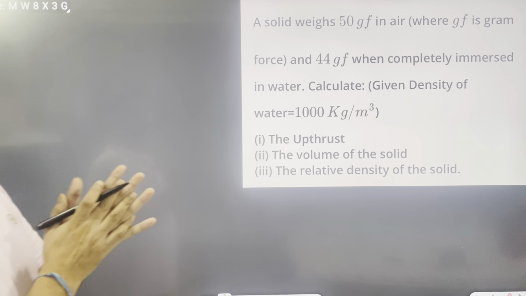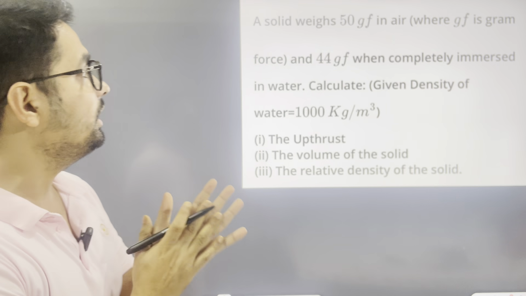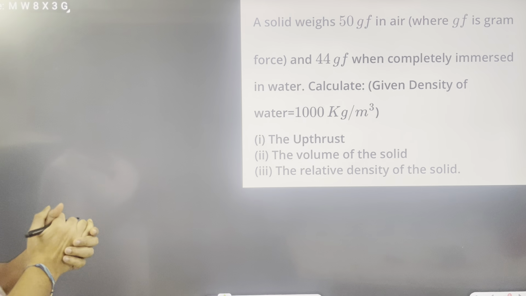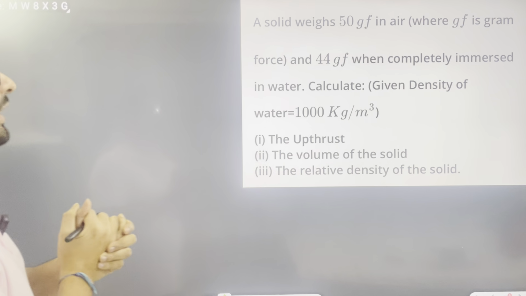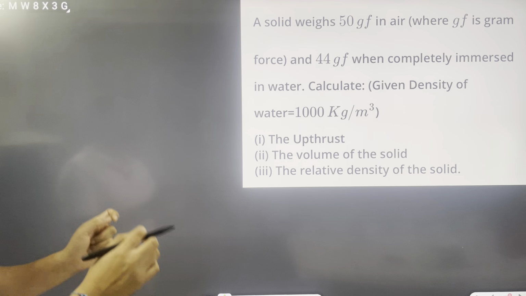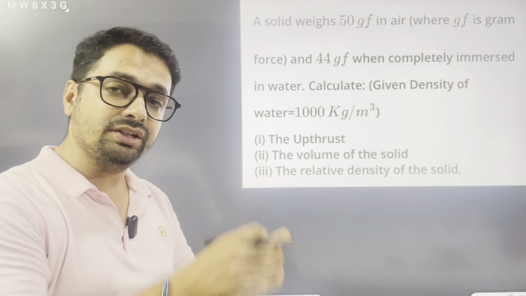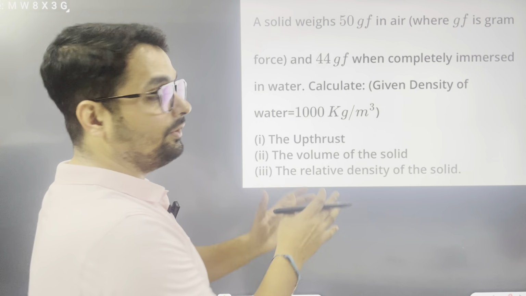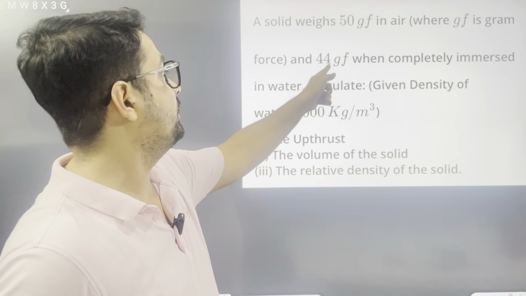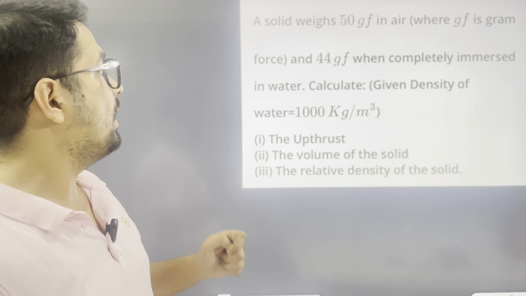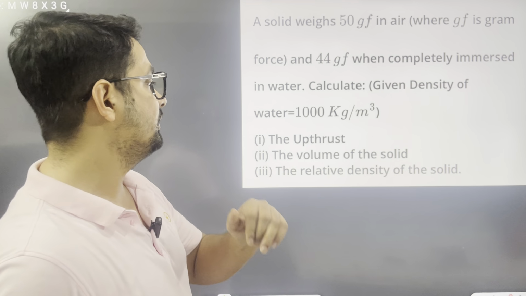Now the next question is, a solid weighs 50 GF in air, where GF is gram force, and 44 GF when completely immersed in water. When that same solid is immersed in water, the apparent weight is 44 GF. You have to calculate the upthrust, the volume of the solid, and the relative density of the solid.